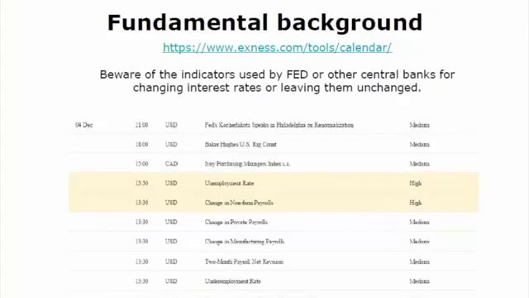And we have to be aware of the indicators used by central banks or the Federal Reserve for changing interest rates or leaving them unchanged. For example, here we also have a high level of importance when we see non-farm payrolls changing. It's the first Friday of the month, and unemployment rate. Before that release and during that release, volatility can increase substantially. I will show you now a couple of examples from the last Friday of the month.